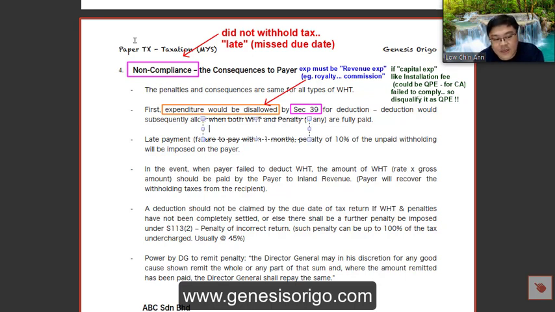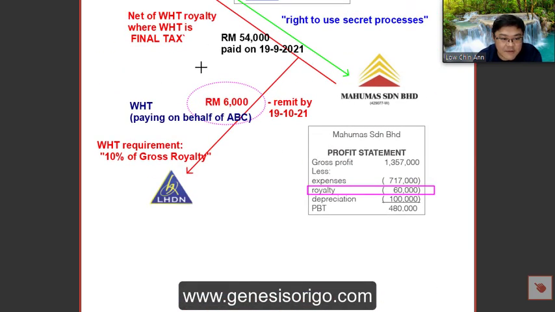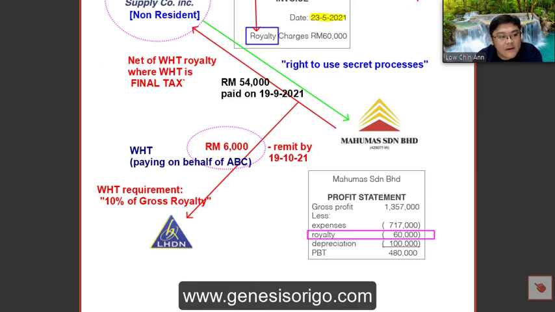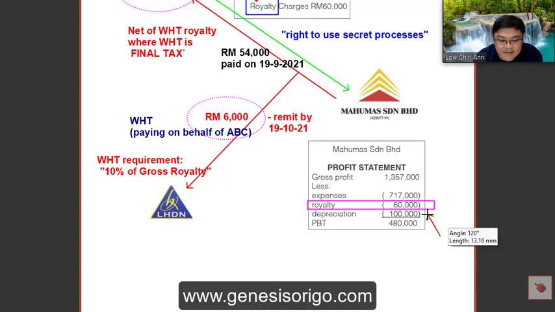Okay, so generally we're just trying to tell you, if you don't comply with withholding tax, you don't get a deduction. Which means, if I'm using this picture, if you never hold back the 6,000, or you never give the 6,000 to the government on time, then we are telling you that this 60,000, you cannot deduct.